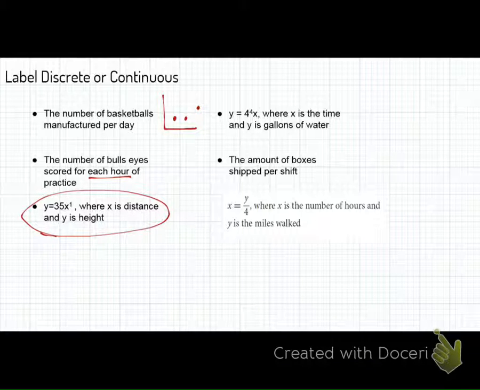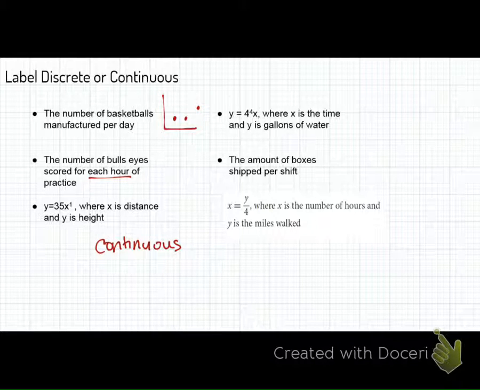y equals 35x to the first, where x is the distance and y is the height. This one is going to be continuous because I could graph it and it would show a line. Continuous. That's okay. Next one, y equals 4 to the fourth x, where x is the time and y is a gallon of water. Okay. This one's actually going to be continuous also. We could graph this with an x and a y, and we'll actually get a line or a graph on here. Okay.